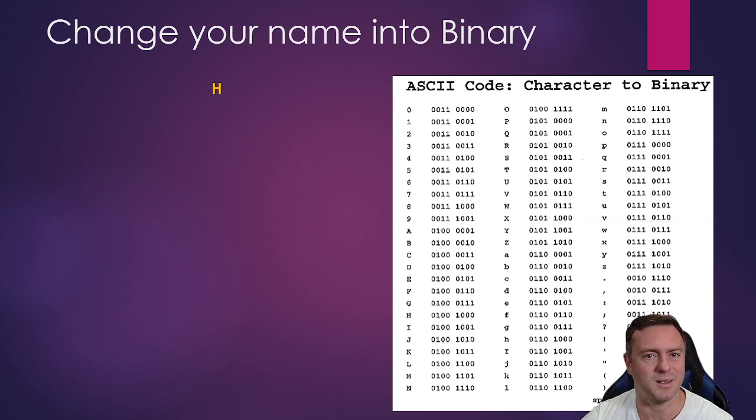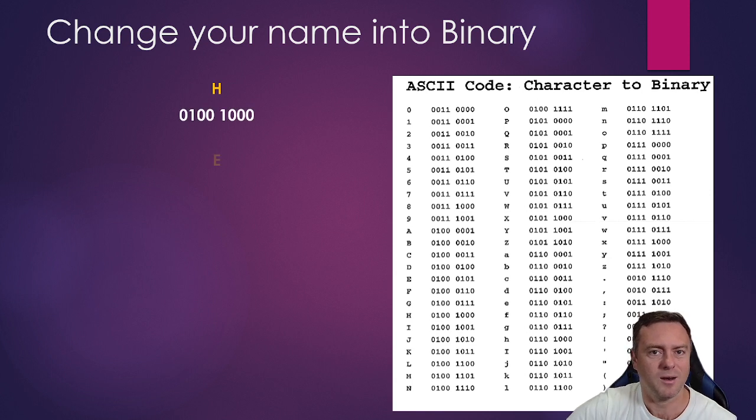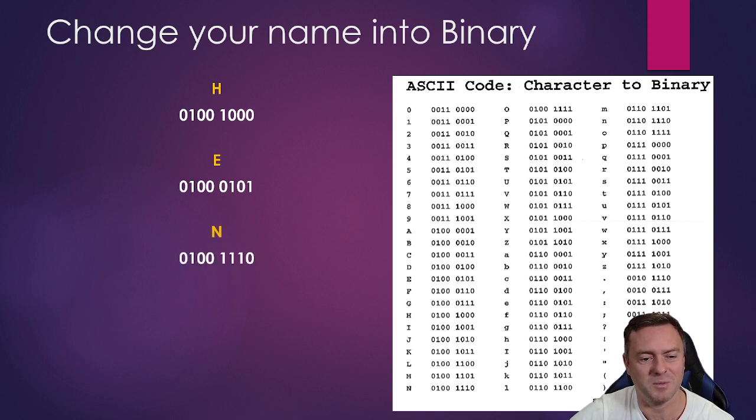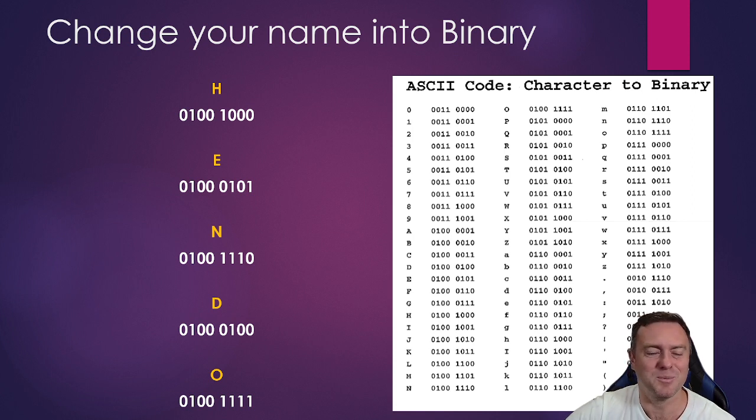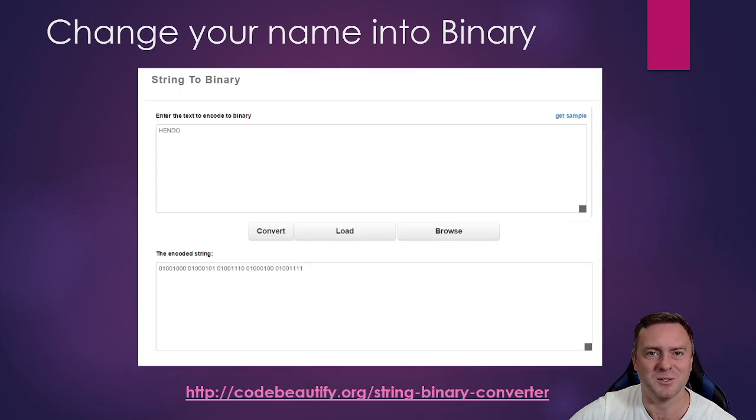What you should have found, for me, Hendo is my nickname, so I'm going to convert that. I'll do H, come down to the table, and get 01001000. Then E is 01000101. Then N gives me 01001110. D gives me 01000100. And then O gives me 01001111. That gives you a pretty useful way of changing between the two.